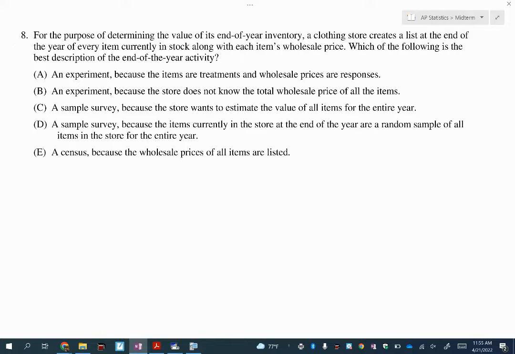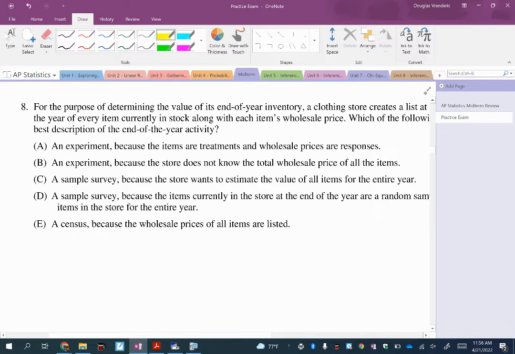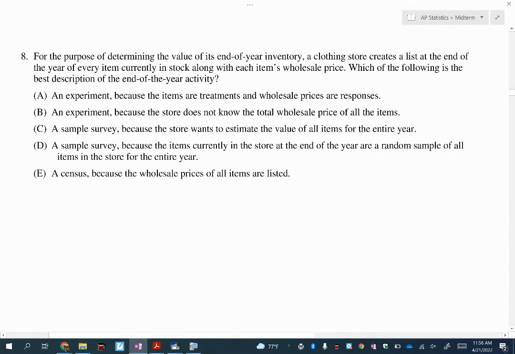We've only done 7, right? All right, let's do 8. Another question that's a lot of reading, no calculator required. The key phrase that I saw when I read this question was it said that they made a list. So they created a list, all right, where they did every item in stock.